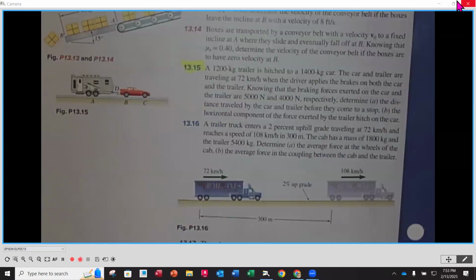Knowing that the braking forces exerted on the car and the trailer are 5,000 newtons and 4,000 newtons respectively, determine A, the distance traveled by the car and the trailer before they come to a stop, and B, the horizontal component of the force exerted by the trailer hitch on the car. Okay, so as we look here, let's get this set up.